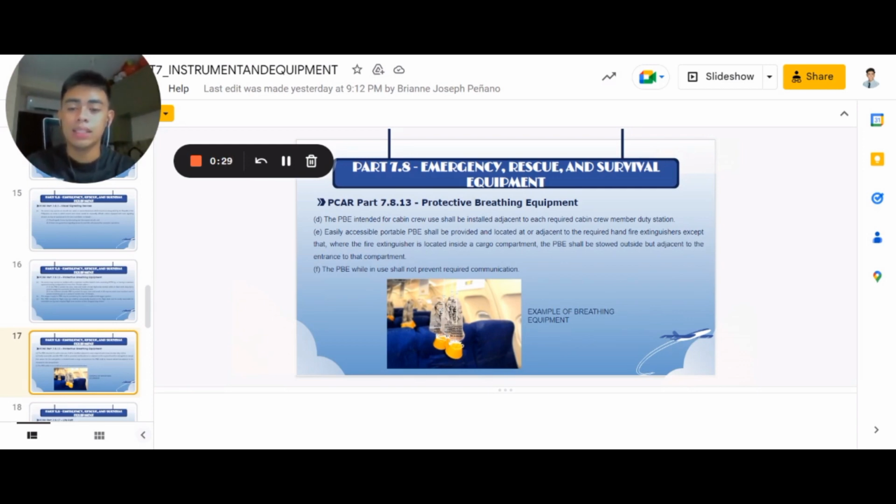And lastly is that the PBE use shall not prevent required communication. So, dapat kahit habang nakasuot yung PBE or ginagamit siya, nakakapagsalita pa din yung sino man kailangan magsalita for required communication.